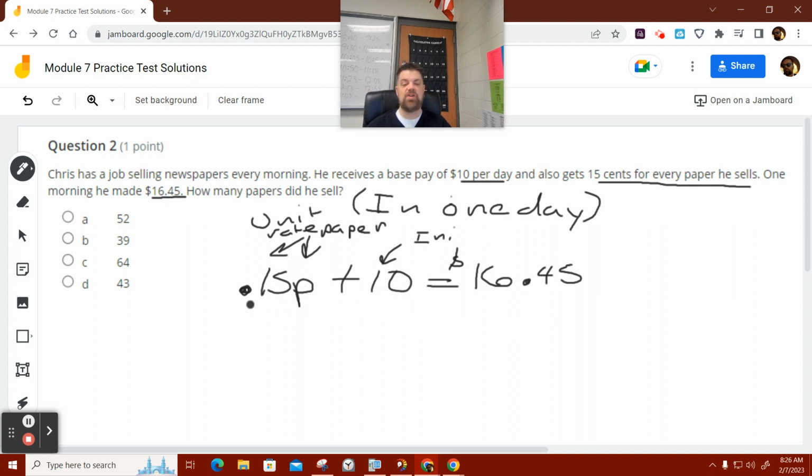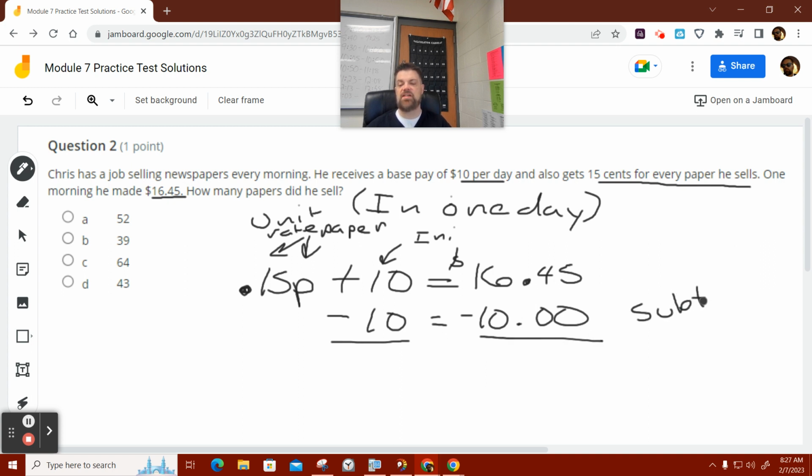Because I have to decide, do I move the 0.15 or the 10? This is usually done last, so I'm going to move the 10 first. What is the 10 doing to P right now? It's adding, right? So to move it, what do I do? Subtract. I do the inverse operation, which is to subtract. Whatever I do on one side of the equation, I do to the other, right? And this is called the subtraction property.